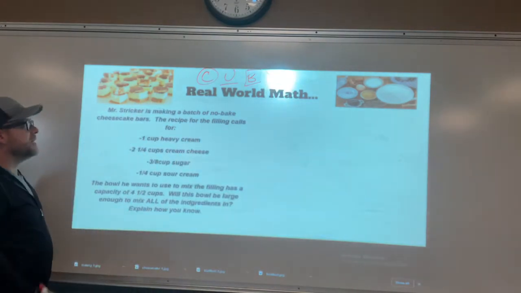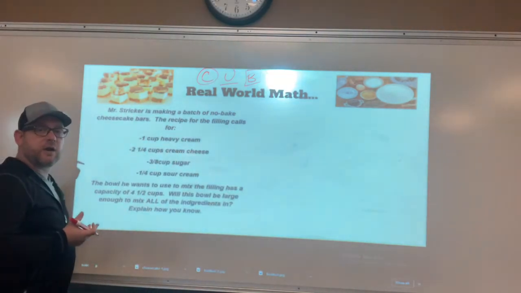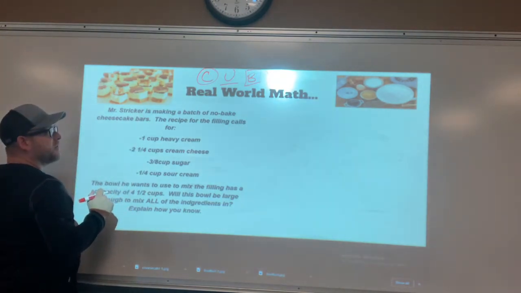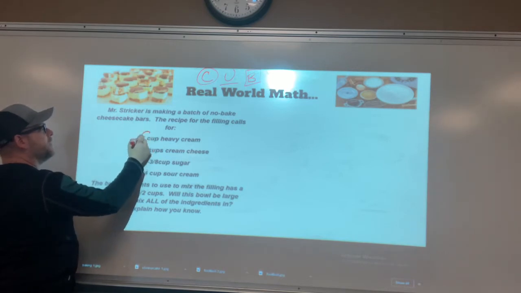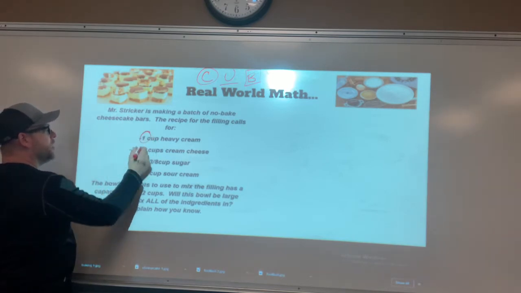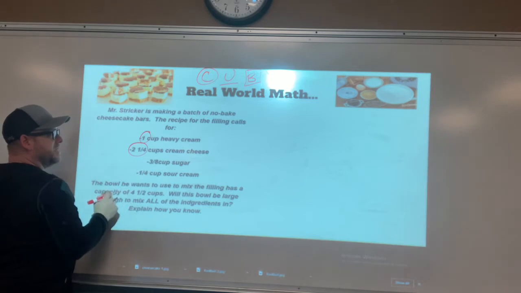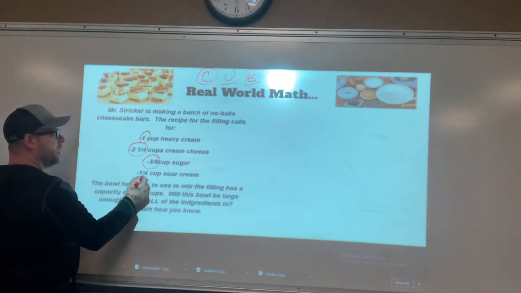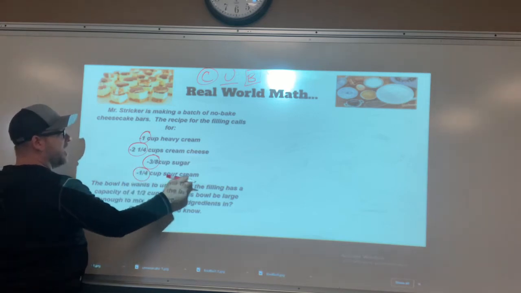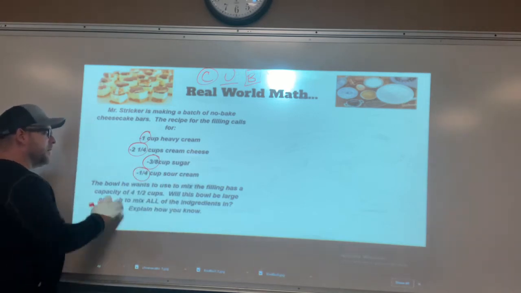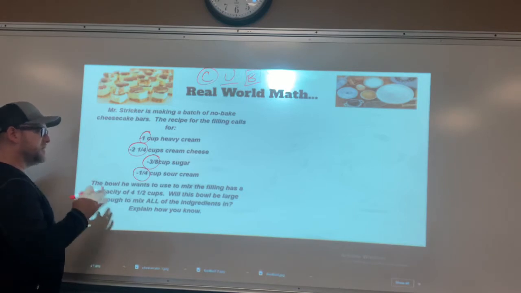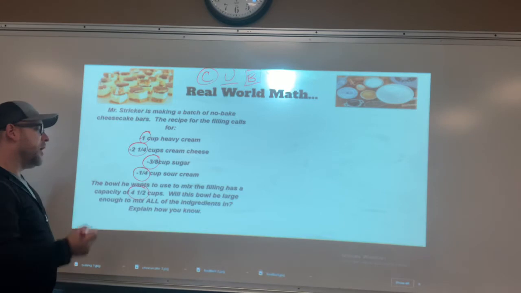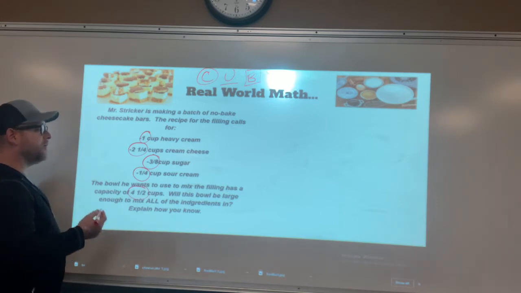All right. So let's read through this again and look at our numbers. So Mr. Stricker is baking a batch of no-bake cheesecake bars. The recipe for the filling calls for 1 cup of heavy cream. There's a number. 2 1/4 cups of cream cheese. We have 3/8 of a cup of sugar. That's another number. And last, I think, 1/4 of a cup of sour cream. And now we know the bowl that he wants to use to mix the filling has a capacity of, here's another number, 4 1/2 cups. Will this bowl be large enough to mix all of the ingredients in?